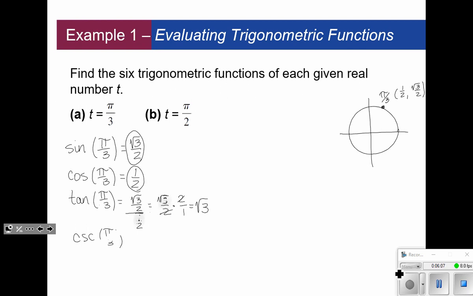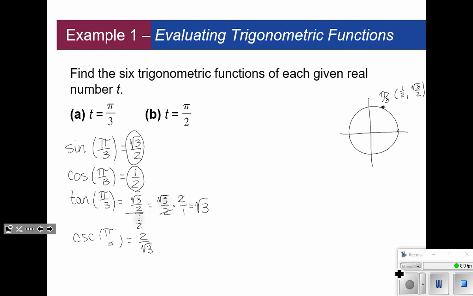Cosecant of pi over 3. Cosecant is the reciprocal of sine. So if sine is root 3 over 2, what would cosecant have to be? 2 over root 3. Now, can we leave something with the radical on the bottom?